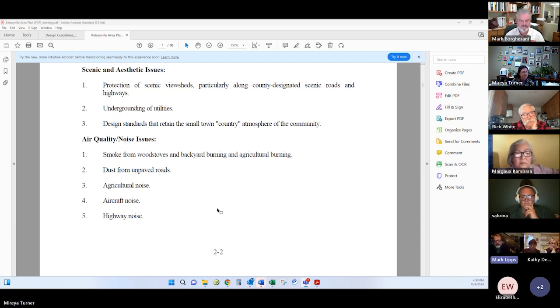Yeah, we're rural. Aircraft noise and highway noise. We've got to have the aircraft glide into Lake County. They could shut their motor off when they get over the mountain.